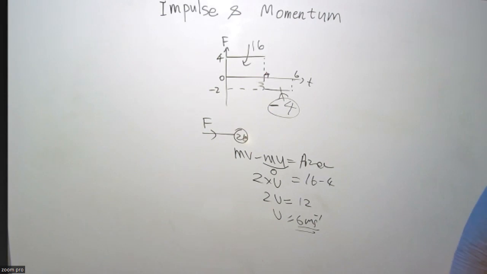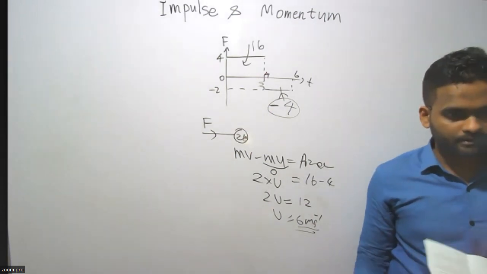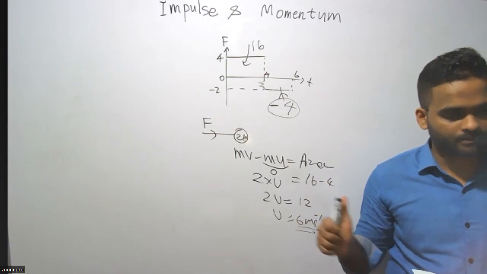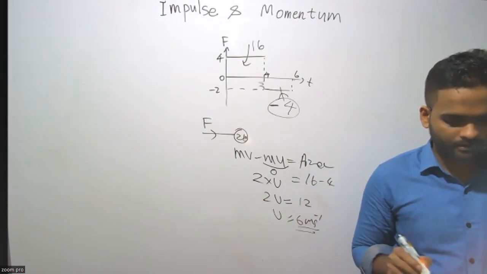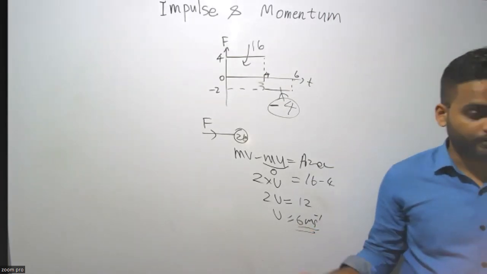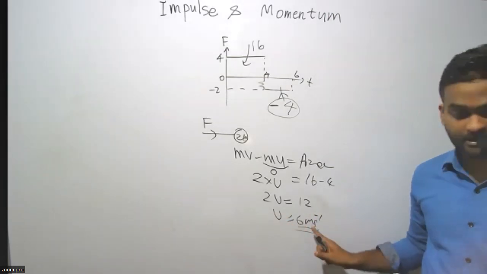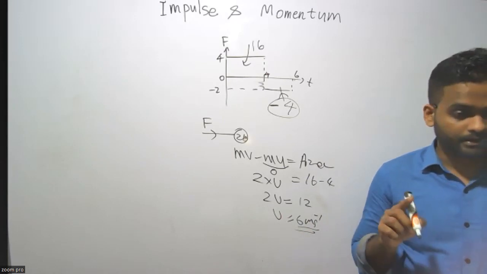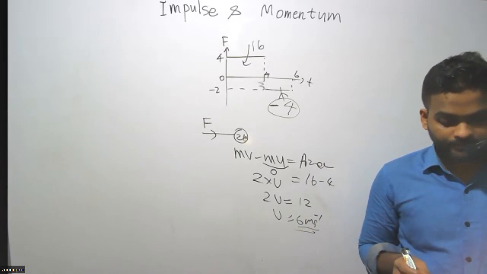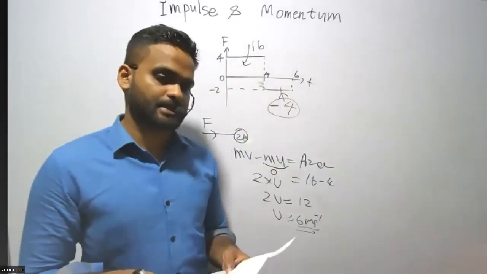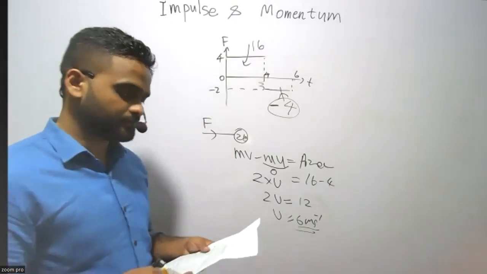So the answer is the 5th one for that. Got that, right? If you've taken this down, thumbs up. Sorry, it's not the 5th one, the 3rd one, right? 6 meters per second, not 3 meters per second. Yeah, the 3rd one is the answer, okay? Velocity is 6 meters per second, so the 3rd one is the answer.